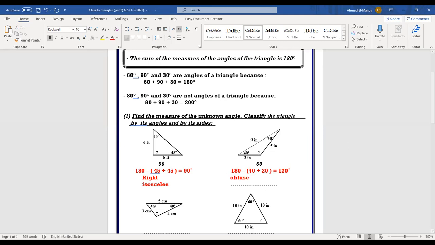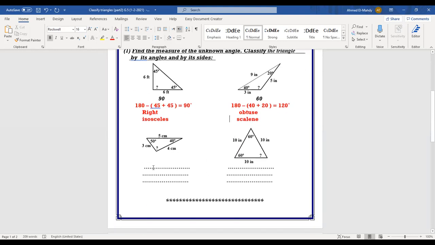According to the length of sides, Mr. Yusuf, equilateral or isosceles or scalene? Scalene. Yes, we have three different sides here. It will be a scalene triangle. Thank you. Okay, the third triangle.